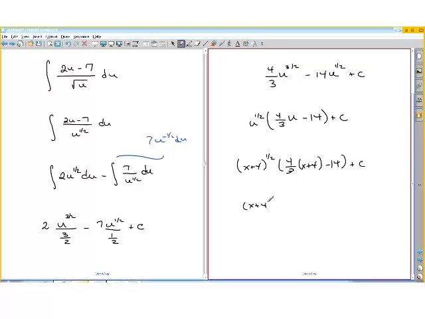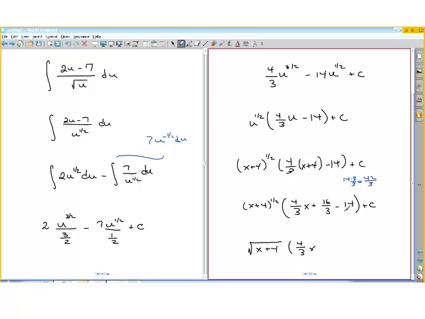So what we'll have is x plus 4 to the 1/2, and we get 4/3 x plus 16/3 minus 14. And we can combine these two terms, and we'll change this into a square root. So we'll get the square root of x plus 4 times 4/3 x. And remember, 14 would be the same as 14 times 3 divided by 3, which is 42/3.